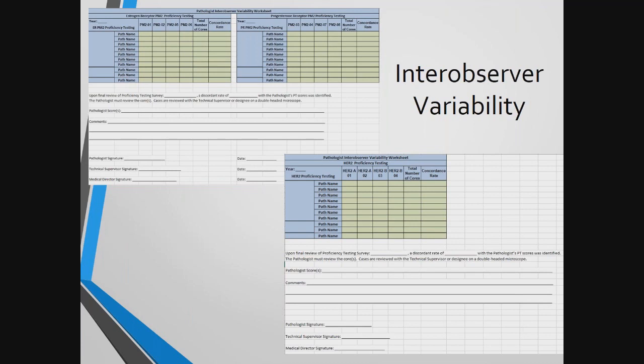Corrective action will likely vary depending on frequency of subpar performance. For example, first-time unacceptable concordance might result in just a review of the slides, while consecutive unacceptable concordance rates might result in review of cases and perhaps additional education as determined by the medical director. This is something you should work with your pathology team to come up with a plan for steps to take when concordance falls below 95%.